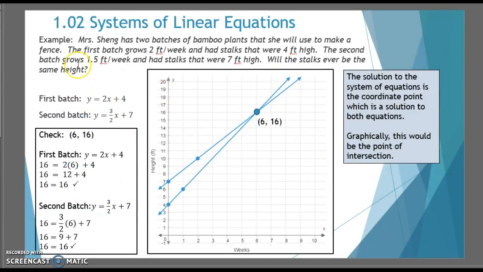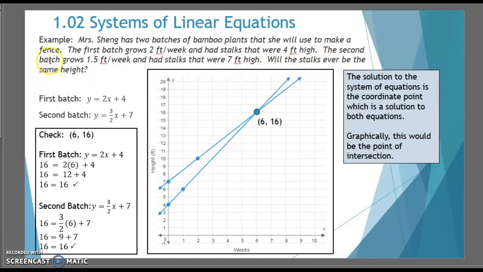Let's talk about systems of linear equations. Here's an example. Mrs. Shang has two batches of bamboo plants that she will use to make a fence. The first batch grows 2 feet per week and had stalks that were 4 feet high. The second batch grows 1.5 feet per week and had stalks that were 7 feet high. Will the stalks ever be the same height?